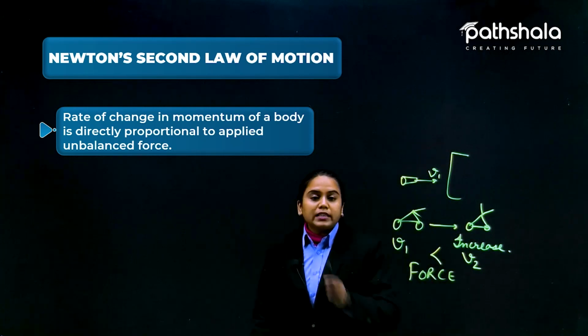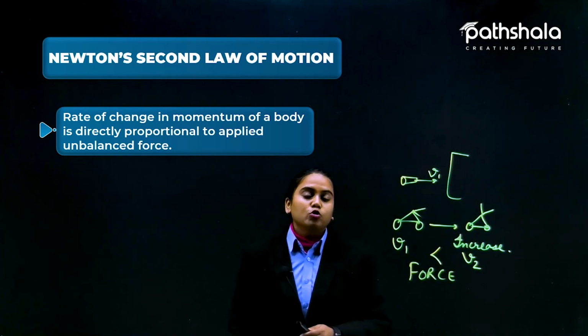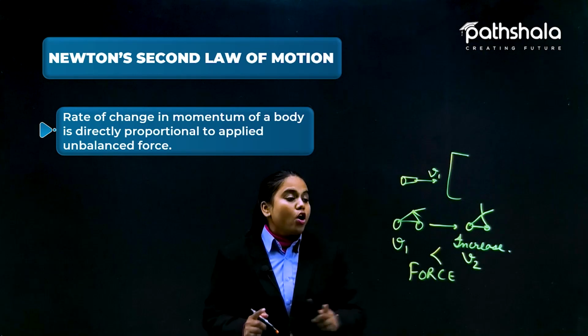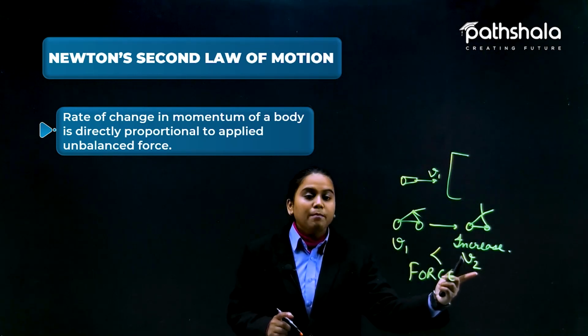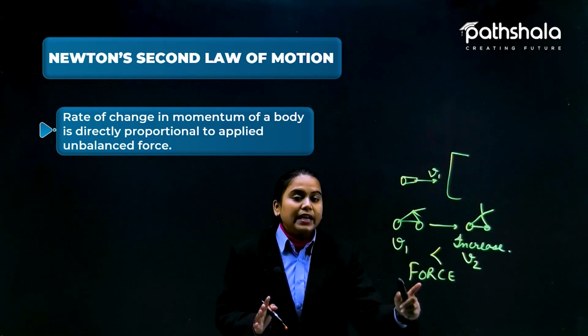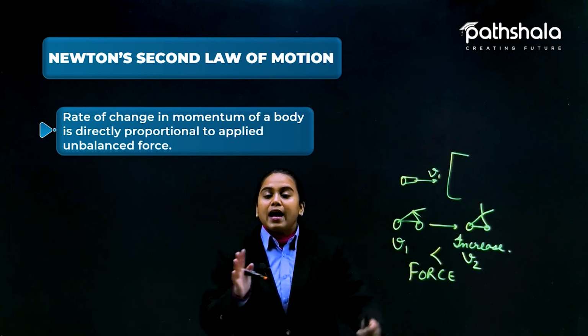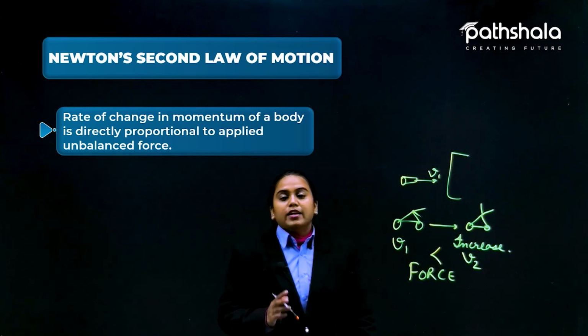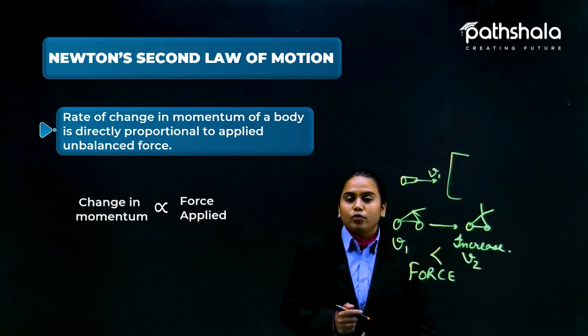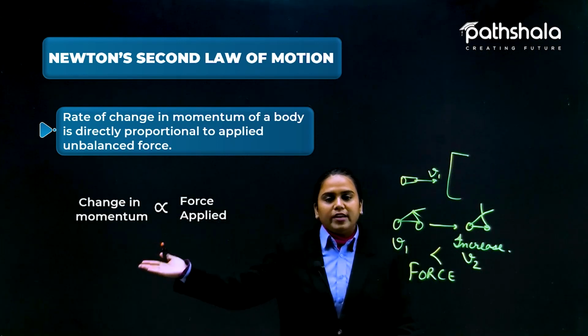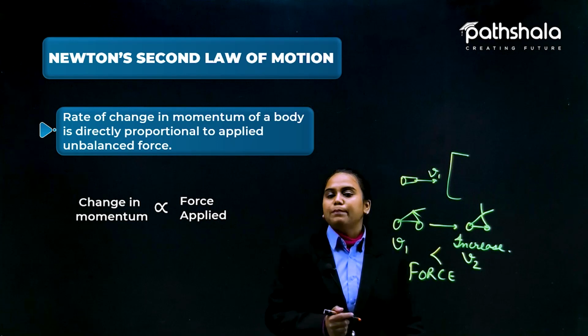This is why in the second law of motion it is told that the rate of change of momentum of a body is directly proportional to the applied unbalanced force. This is how this theory is going to be applicable: change in momentum is directly proportional to the force applied.